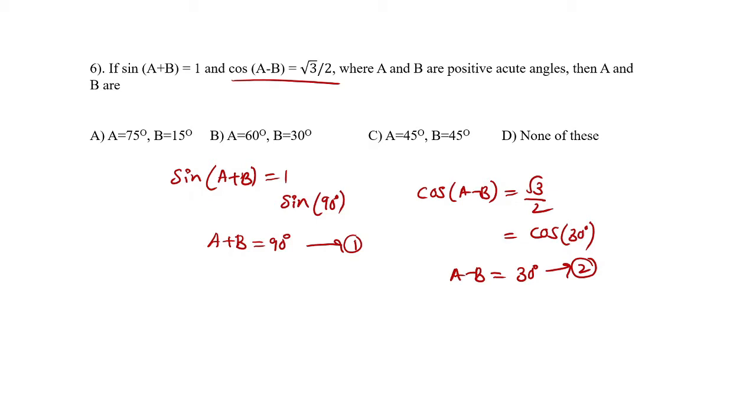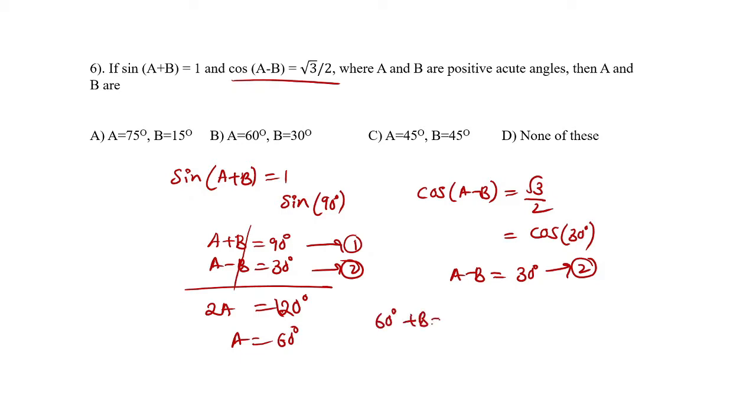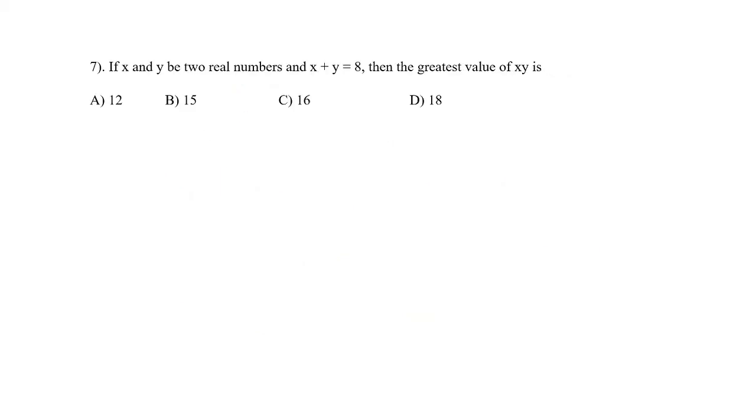From these two, find out the values of A and B. A plus B equals 90 and A minus B equals 30 degrees. Adding these two, 2A equals 120 degrees. So A is 60 degrees. Substitute this A value in the first equation: 60 degrees plus B equals 90 degrees. So B equals 90 minus 60, that is 30 degrees. The values of A and B are 60 and 30 degrees. Option B is the answer. Now see the seventh question.